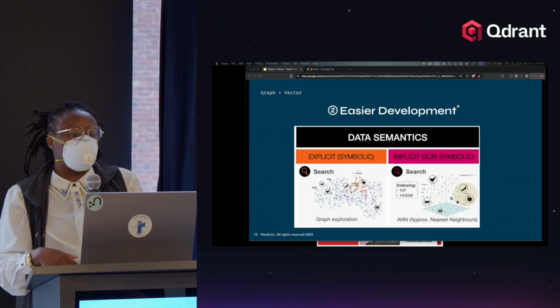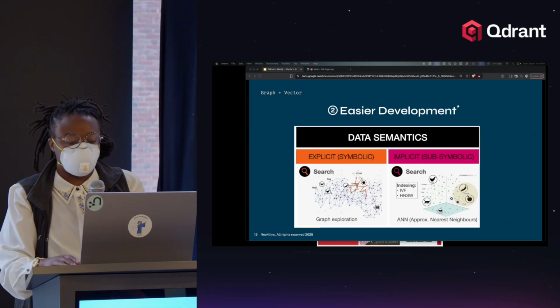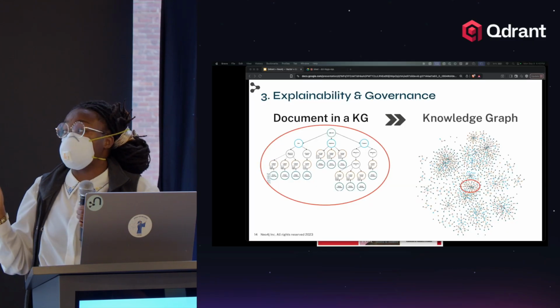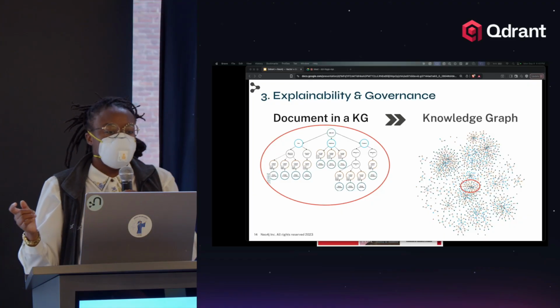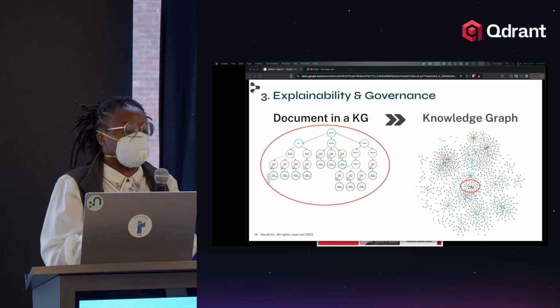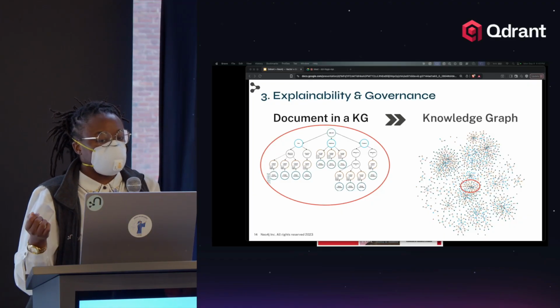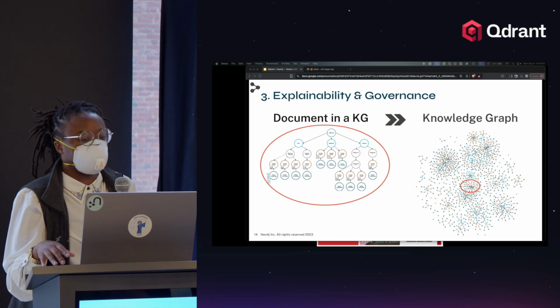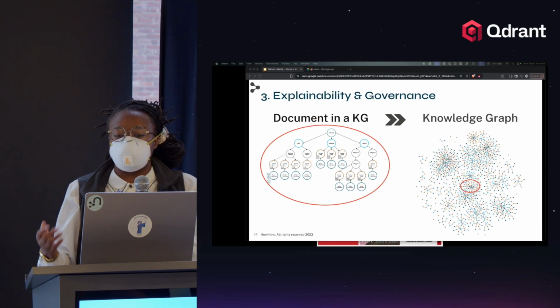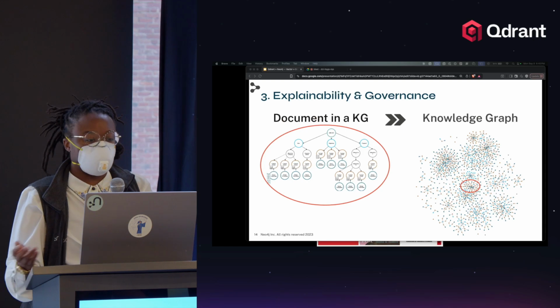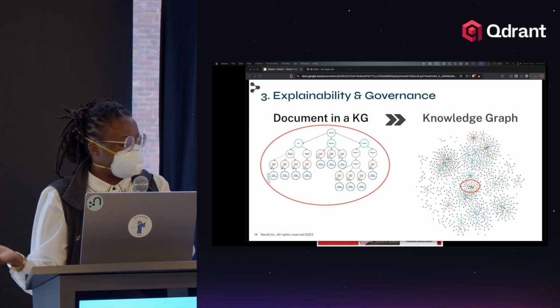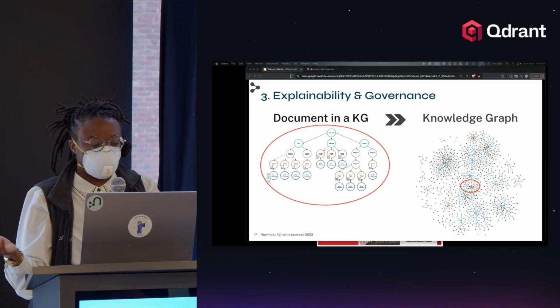And that's going to move us to our third benefit of using graph plus vector, which is the explainability and governance piece. Finally, being able to traverse the graph and trace the source of the LLM's output allows us to better explain the output that the LLMs create, which is necessary for auditing and data processing purposes.